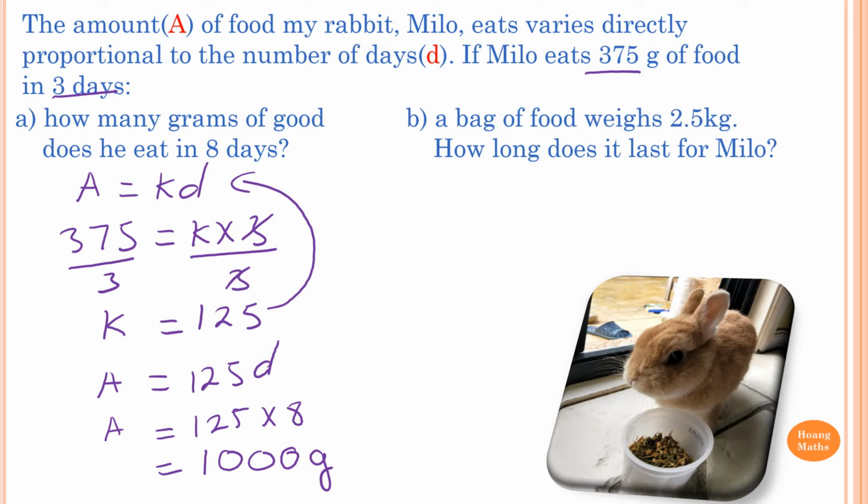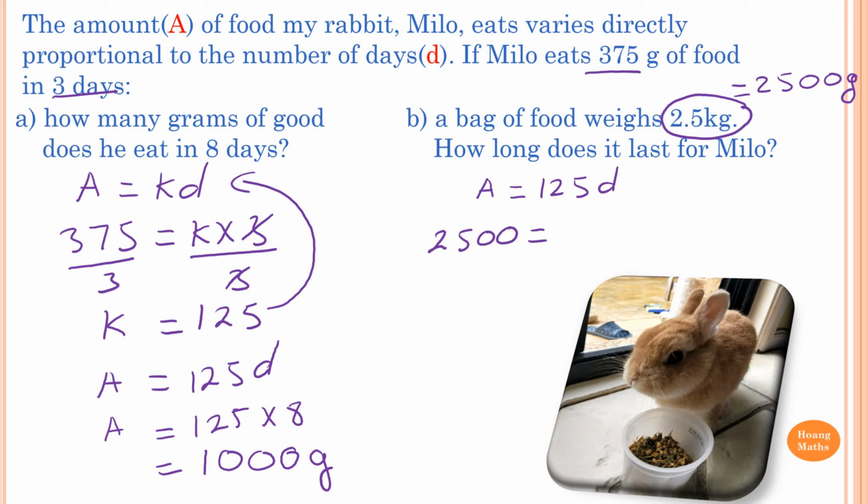Part B. A bag of food weighs 2.5 kilograms. How long does it last for Milo? So we know that 2.5 kilograms is times by 1000, so 2500 grams. So the rule is A is equal to 125D. So A is 2500 this time. So 2500 is equal to 125D. So I divide this by 125.